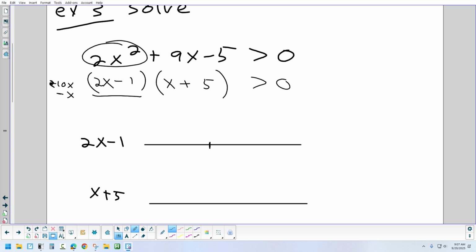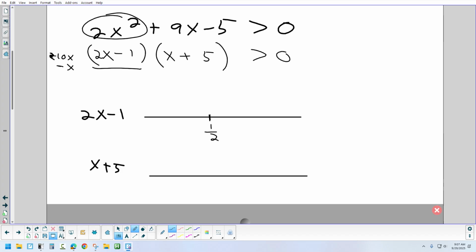So this isn't to scale or anything. We're just putting 1/2, and then we'll figure out where it's negative and positive. And then what would make the x plus 5 0? Travis? -5. -5. And put that anywhere we want. Just put that there. Okay.